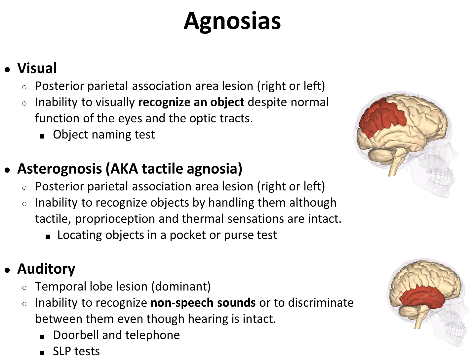And finally, there's also an auditory agnosia, and this is something that a speech-language pathologist is going to test for. It's typically a lesion in the dominant temporal lobe. So for most people, it's going to be the left lobe of the brain. And it's simply an inability to recognize non-speech sounds or discriminate between them, even though your hearing is intact.